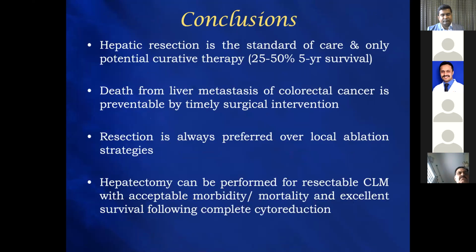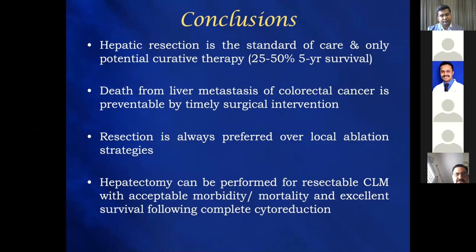Conclusions. So liver resection is the standard of care and the only potential curative therapy with good survival. Death from liver metastasis of colorectal cancer is preventable by timely surgical intervention. Resection is always preferred over local ablation therapies because ablations have to be repeated. After resection with a good margin of 1 centimeter, the chances of recurrence are less.